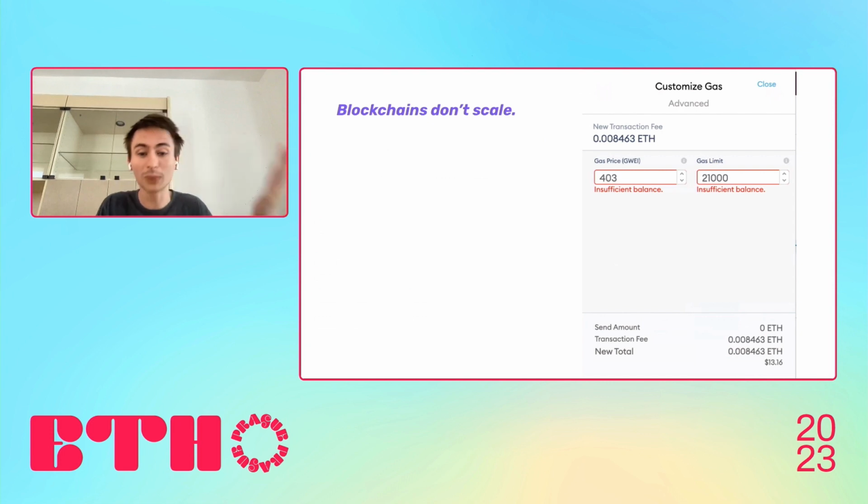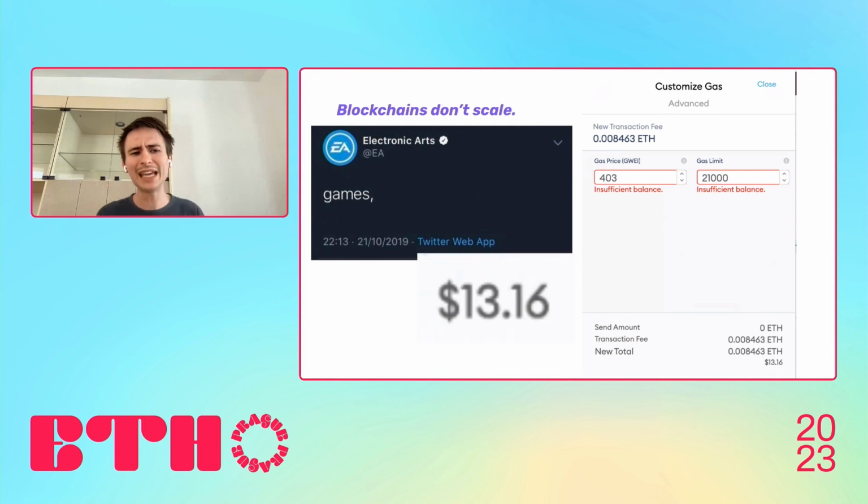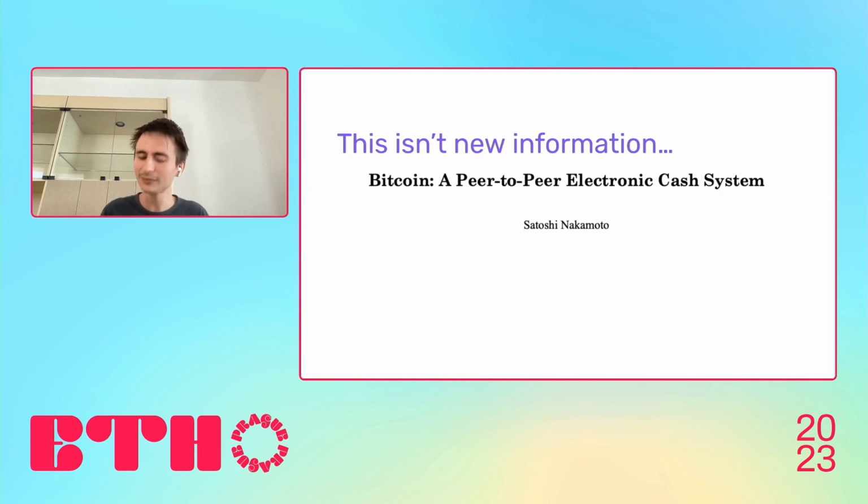so blockchains don't scale, right? The reason we have these huge gas fees is because everyone is competing for a very limited resource, and we can't be posting our random game's tweet. Right? You're not going to pay $13 for that tweet. It just does not make sense. So this is not new information.